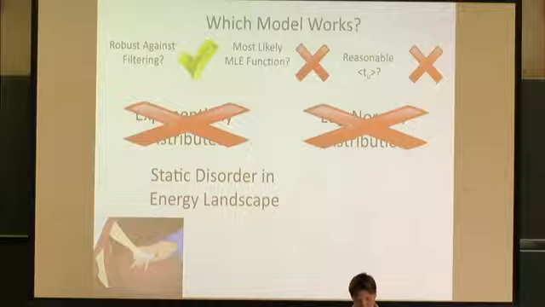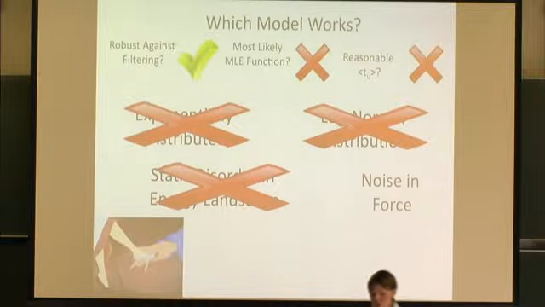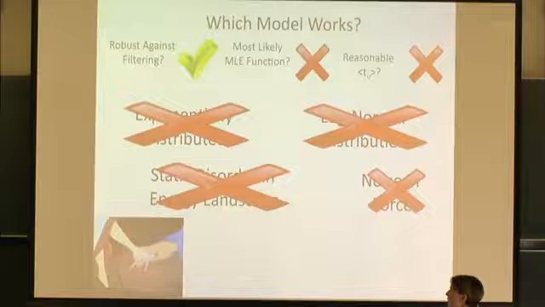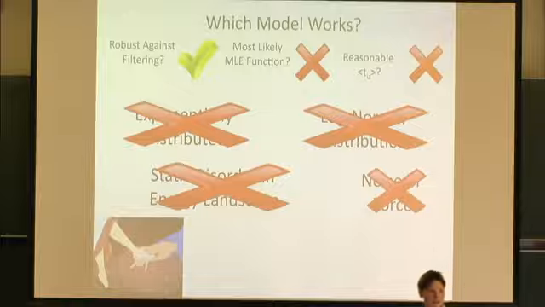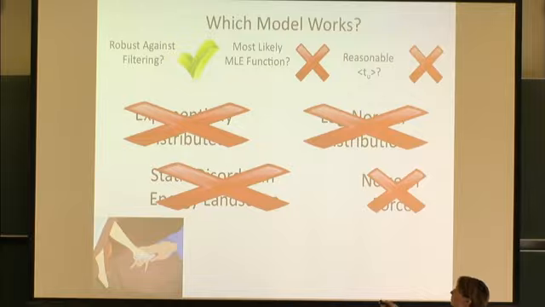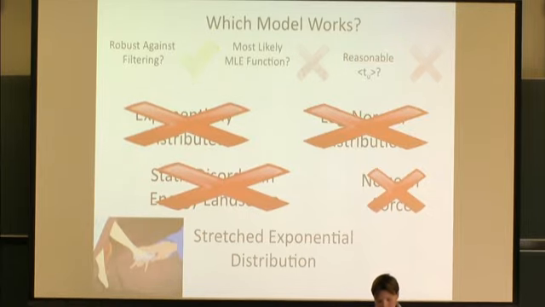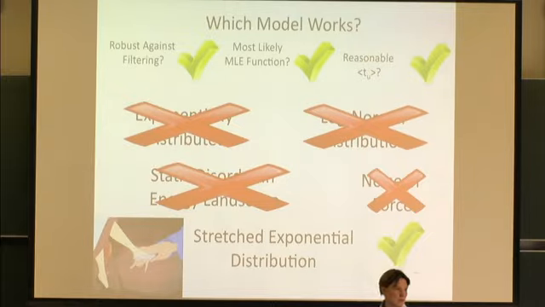The static disorder in an energy landscape, which turns out to be the same as whether you argue that there's Gaussian noise in the force due to experimental error, only does well in terms of the robustness against filtering, and the stretched exponential seems to win on all accounts. So we were happy to see that at least the three methods that we devised gave us the same answer.